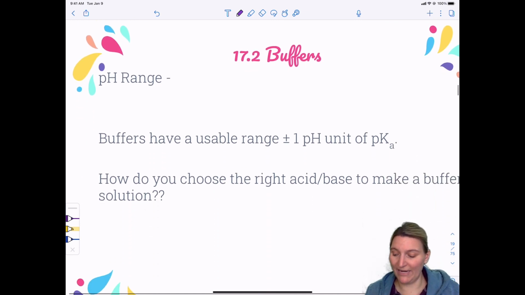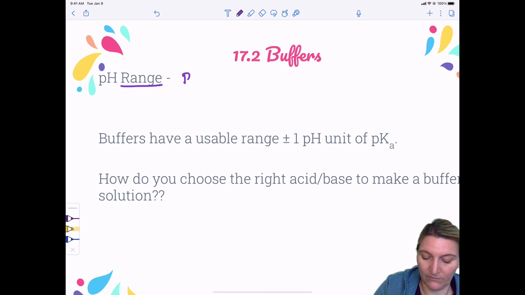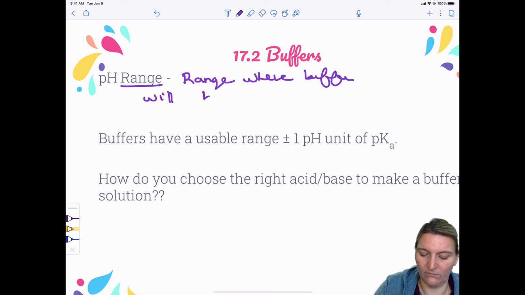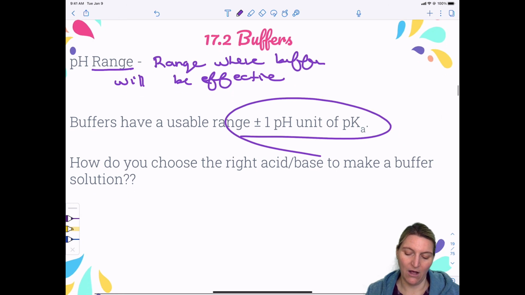And the pH range is the range in which that buffer will be effective. It's generally thought of as plus or minus 1 pH unit from the pKa. So if you find a weak acid and take the negative log of its Ka, that will give you its pKa. So that means we can make a buffer that will keep it within 1 pH unit of that.